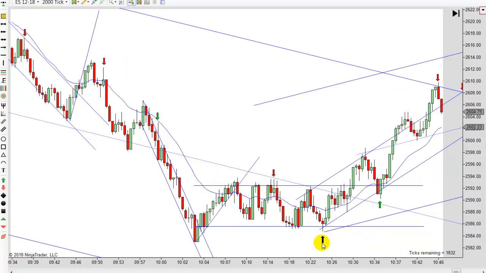But I like this one. You got this low, you test it once here, you test it twice. Not a perfect bar, but it's close enough. You got plenty of room to get out before here.